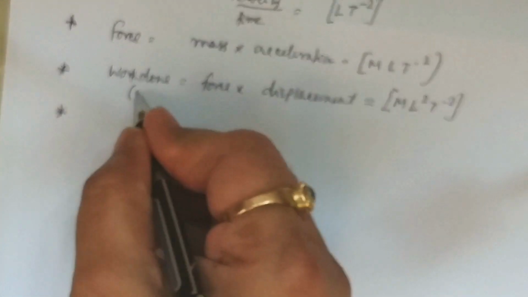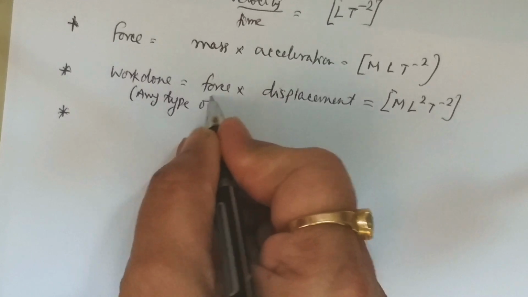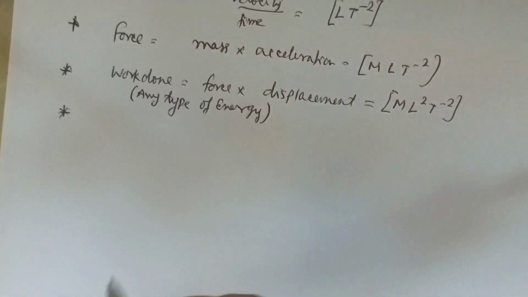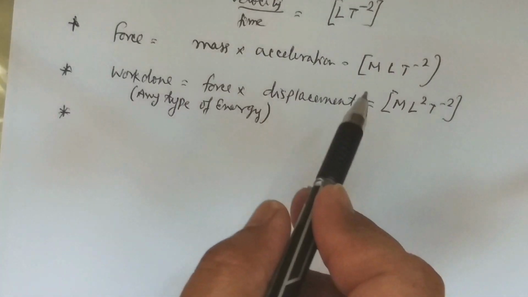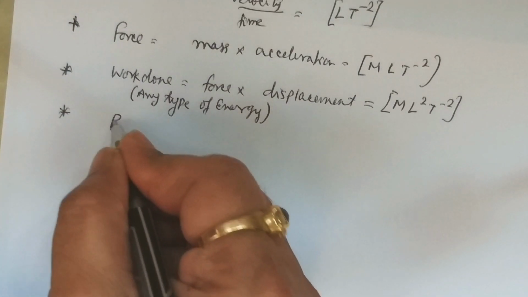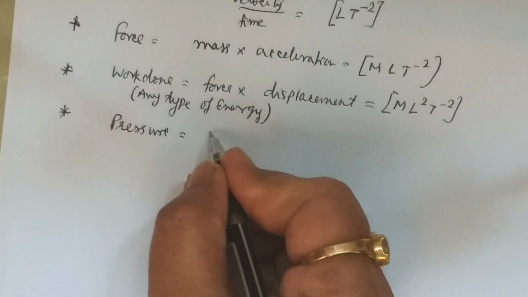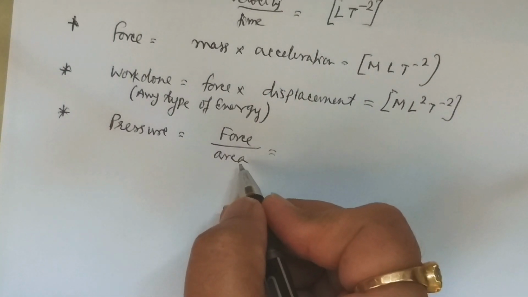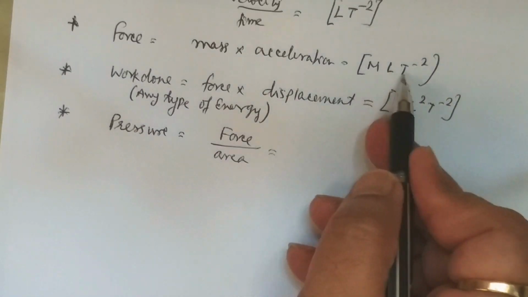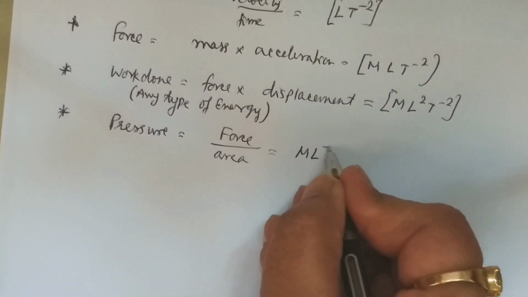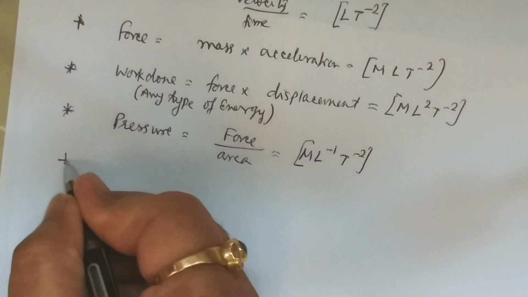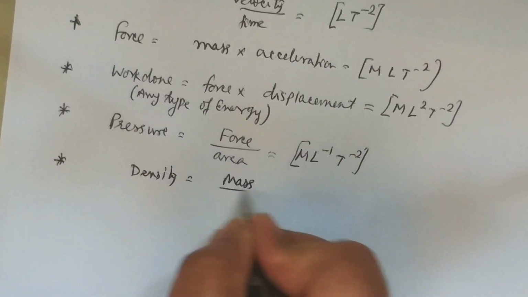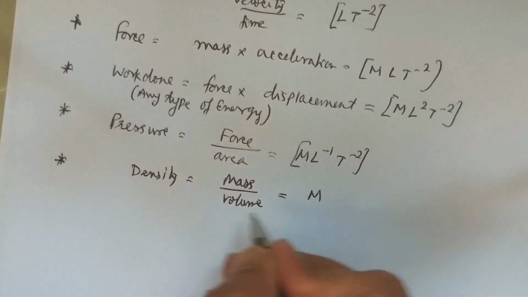Then, see, work done and any type of energy, whether it is kinetic energy or potential energy or any type of electrical energy, heat energy, all will have the same dimension as that of work done. Other, pressure. Pressure will be equal to force divided by area. Now, area is basically length square, is it not? The product of two lengths. Now, force is this. If I divide it by L^2, so we have ML^-1T^-2. And after that, there will be density. Density is equal to mass by volume. Now, mass is M and volume is length to the power 3.